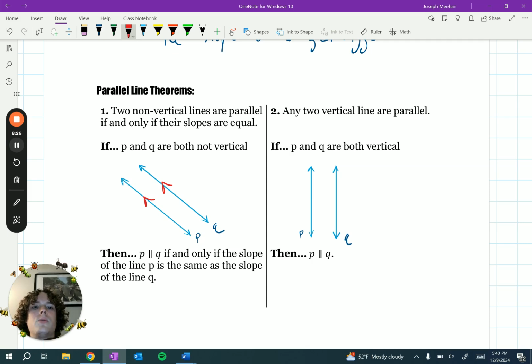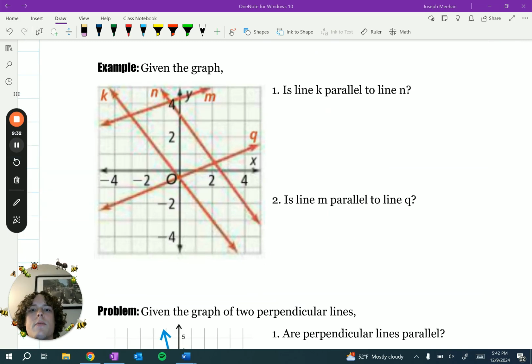Step 2 here says any two vertical lines are parallel. So if P and Q are both vertical, then P is parallel to Q. We have to have these two separate versions of the parallel line theorem because vertical lines don't really have a slope. Their slope's undefined because it goes straight up and down. So the rise goes on forever, and then the run is 0. All right? And you can't really divide anything by 0. So the slopes are undefined. But still, these lines are parallel. So that's why we have the two separate parts. So examine the graph here.